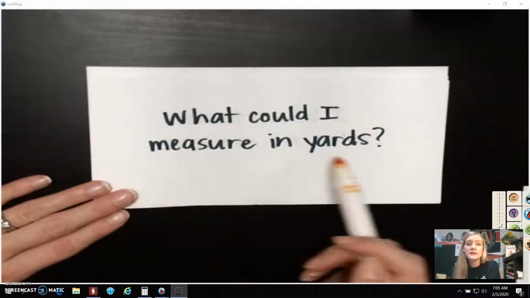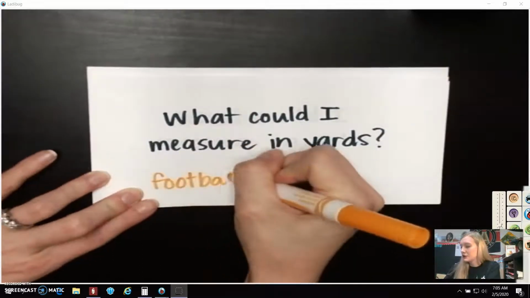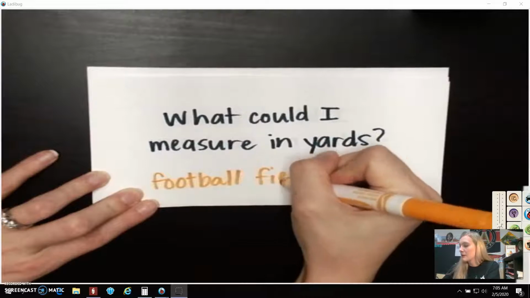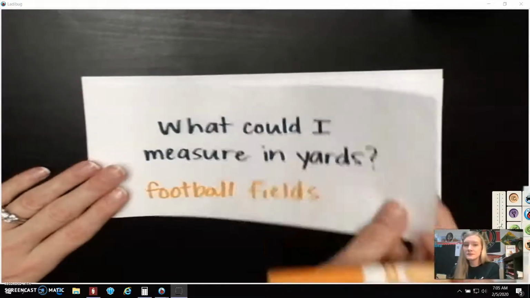Now, yards, typically things like football fields are measured in yards. It takes 3 feet to make a yard, so you're going to need something relatively big that you're going to measure in yards. You might want to measure the length of the hallway in the 5th grade hallway in yards, because if we try and do it in feet, it's going to take us a really long time to count all those feet. So things that are a little bit longer, we might measure in yards.